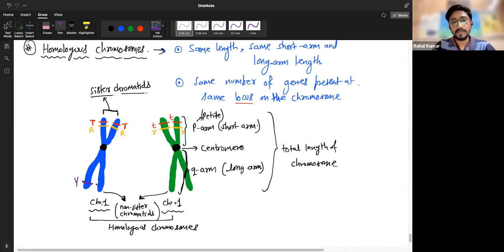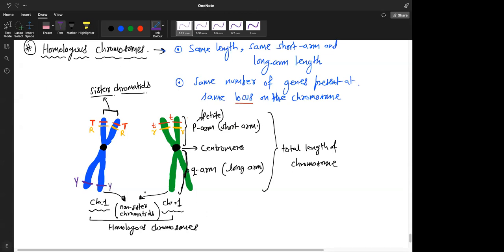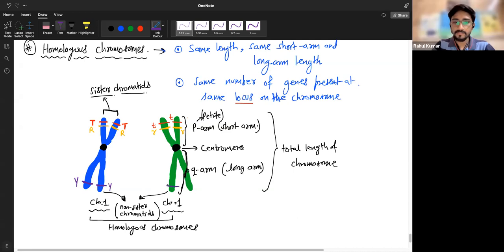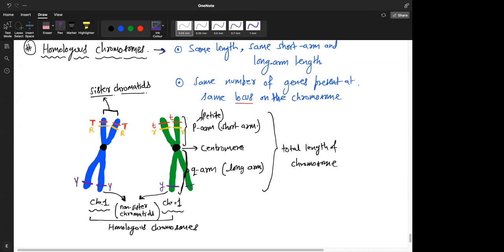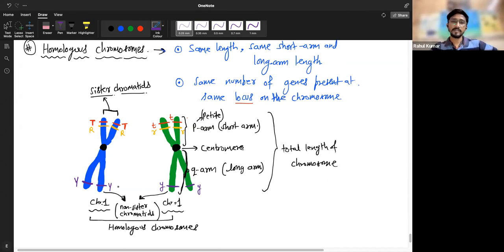So this will be capital Y. So the sister chromatid also will be capital Y. But on the homologous chromosome, let's say it is a recessive allele. So it will be small y. And on the sister chromatid, it will also be small y. Do you understand? Yes.